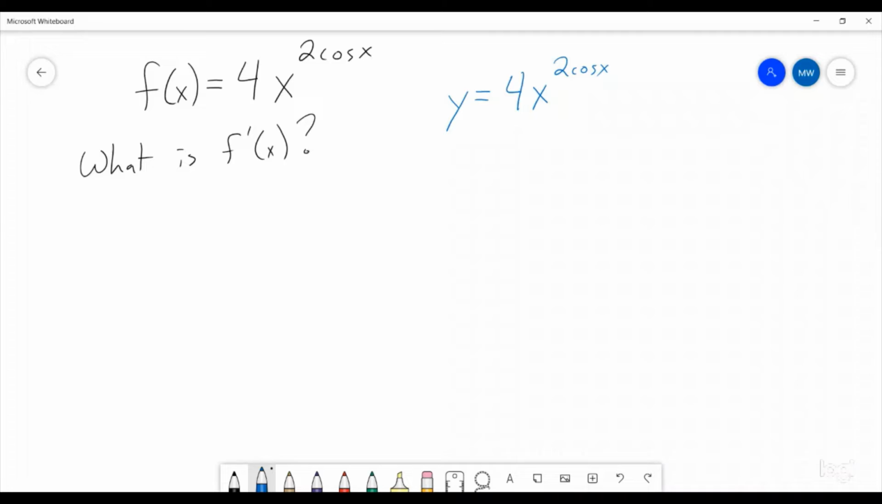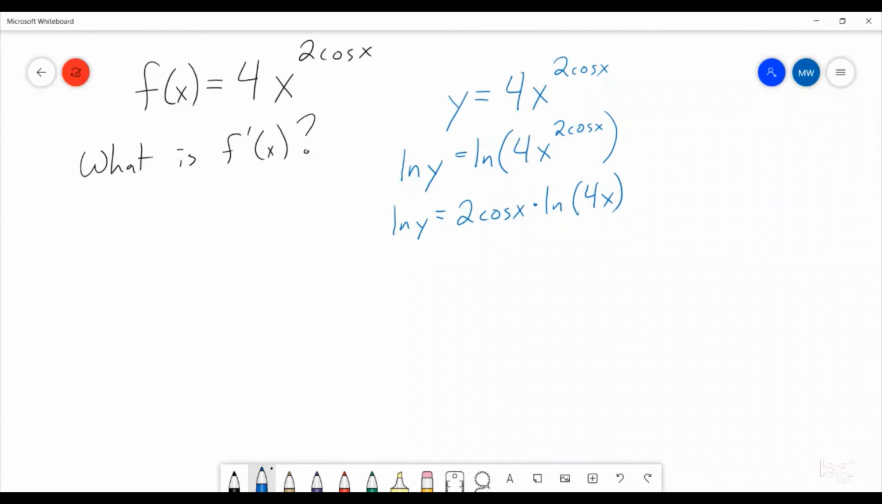Now how can we do that? Well, one way is to take a logarithm of both sides. So when we do that, we get the natural log of y is the natural log of 4x to the 2 cosine x. That's going to be ln of y is equal to 2 cosine x times ln of 4x. And now we've successfully gotten rid of those weird exponents on the x's.